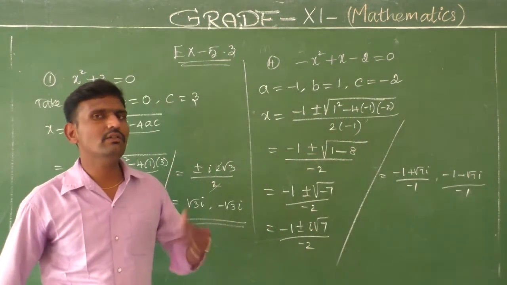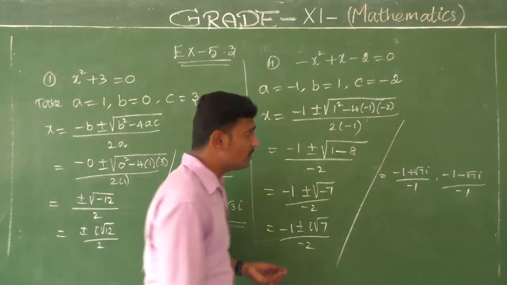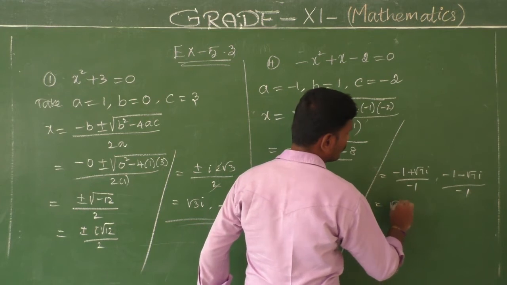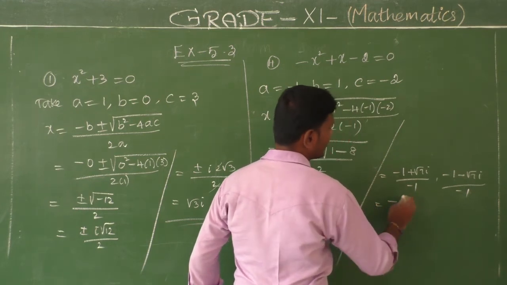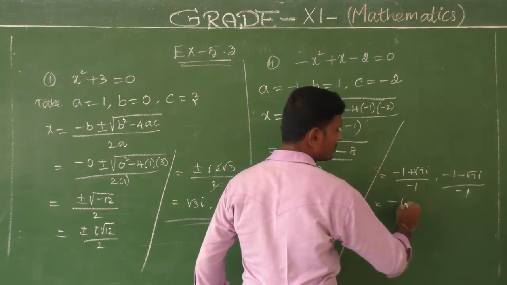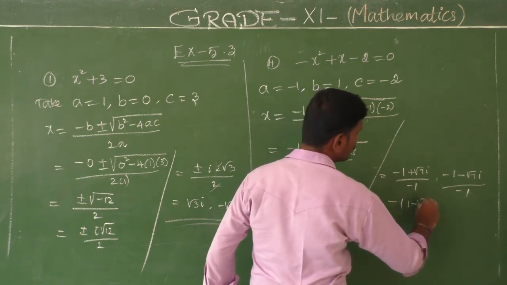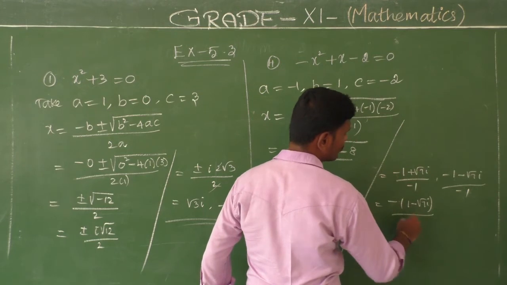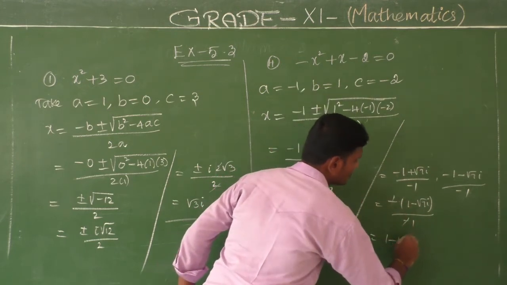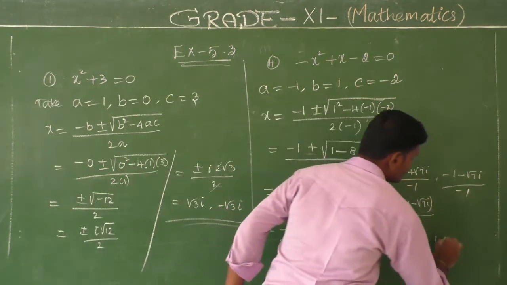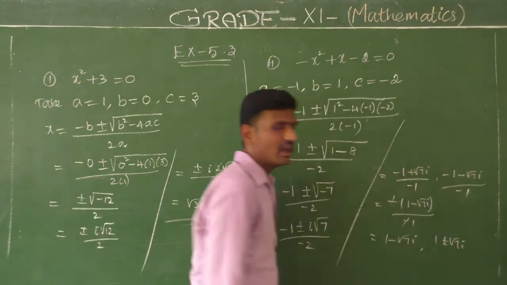Whatever you have, write it down. And also, taking the minus on both sides to get the values, the minus you take outside. So we get 1 minus root 7i, the whole divided by minus, cancel, so 1 minus root 7i. Like that, the other is 1 plus root 7i. Have you got it, children?